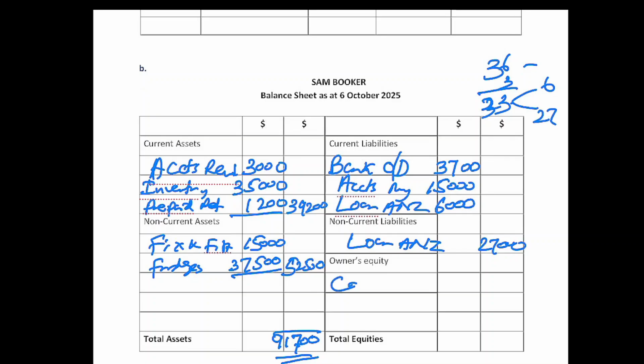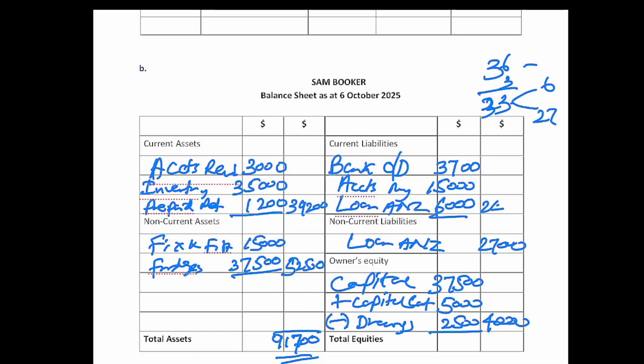Owner's equity, please write in this way, right? We write the capital contribution separately. How much was opening capital? 37,500, yes? For that we have to put capital contribution. How much was it? 5,000. Then minus drawings. How much? 2,500, yeah? So remember. So how much is the total? 40,000 is the total owner's equity. Total current liabilities coming to 24,700. Again, this is coming to 91,700.